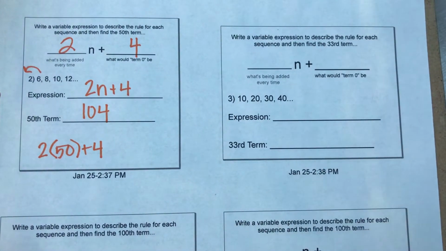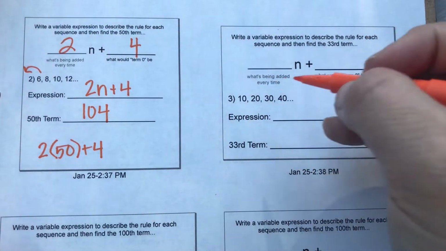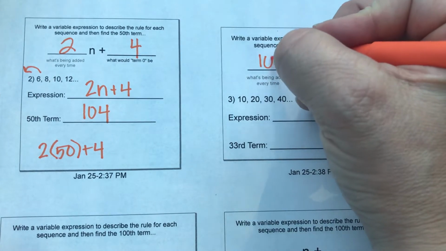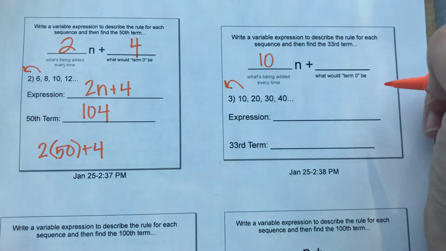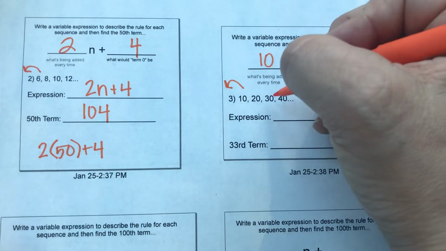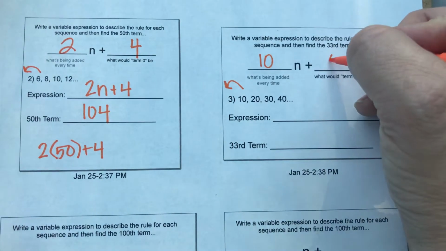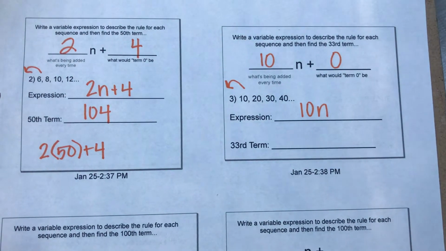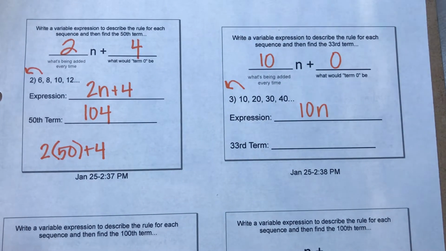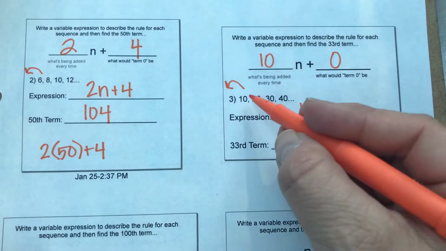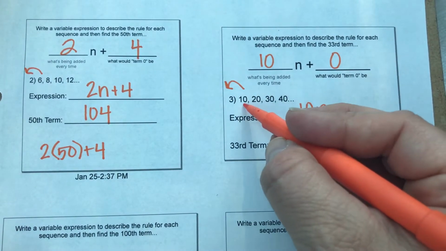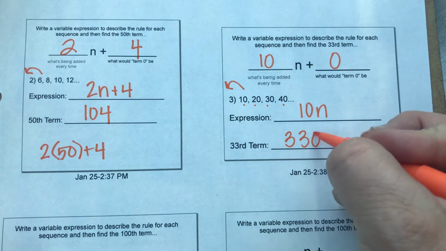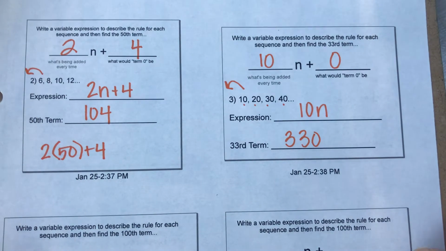Okay, let's look at this middle one. It goes 10, 20, 30, 40. So what are we adding every time? 10. And if I backed it up, what number would come before 10? 40, 30, 20, 10, 0. Right? So our expression is really just 10n. And then if I asked you what would be the 33rd number? What would be 33rd? 330. 10 times 33.